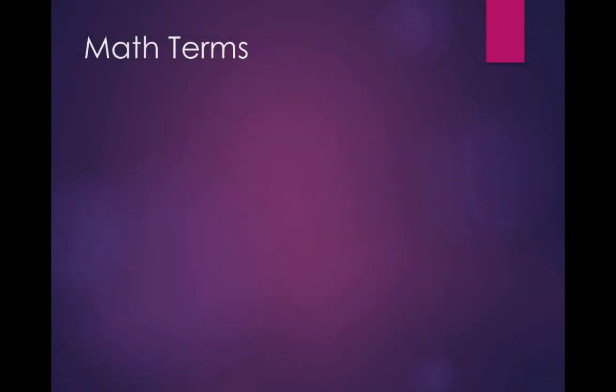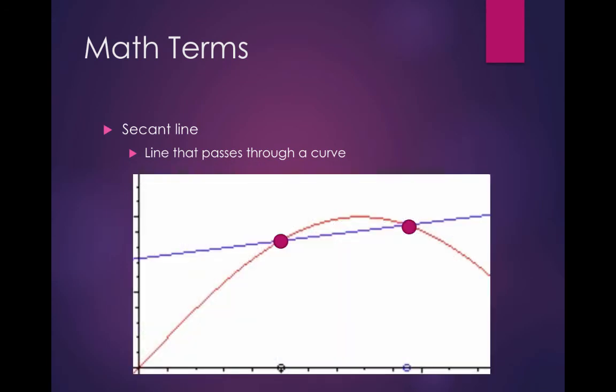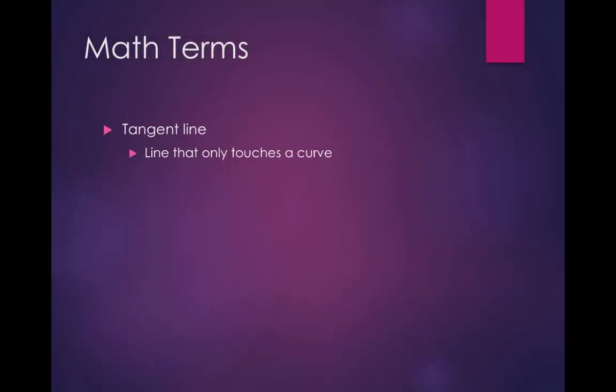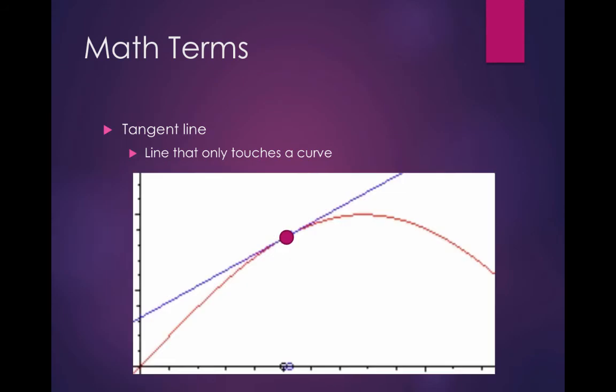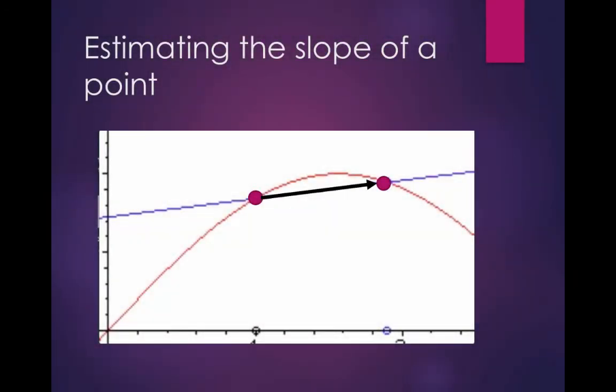The first is secant line. A secant line is a line that passes through a curve and intersects the curve twice. The second term is tangent. A tangent line is a line that only touches a curve and does not intersect it. As you can see, a secant line is one that could be used to calculate the average velocity of an accelerating object between 2 points of time.